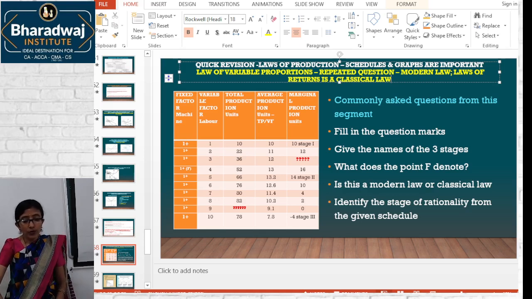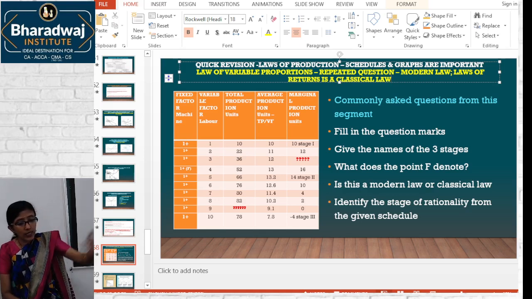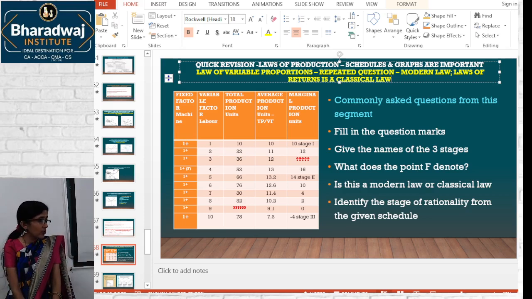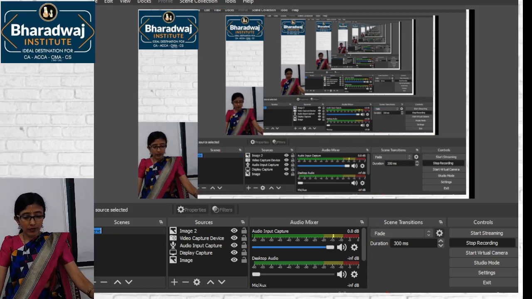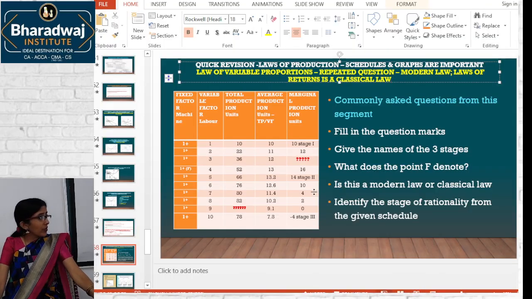Okay. Now, three stages are there. She told us it is increasing, diminishing and negative stage. Now in these three stages, which is the stage of economic rationality? Stage 1, stage 2 or stage 3? Only one person is answering. Others? Can you assure me? Okay, tell me which is the stage of economic rationality? I asked you one question. Stage 2. Why do you say that?